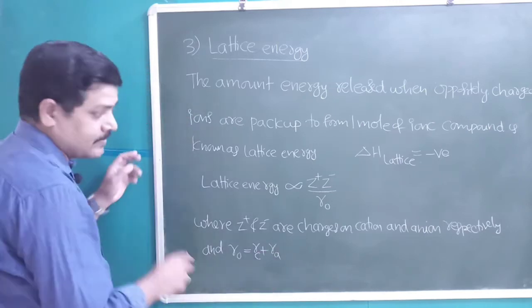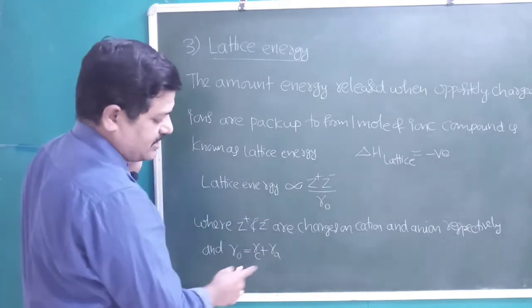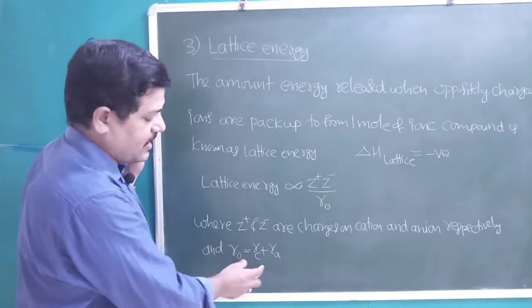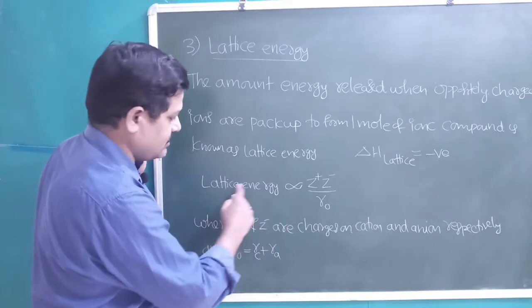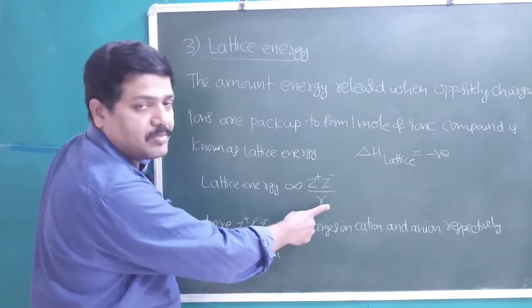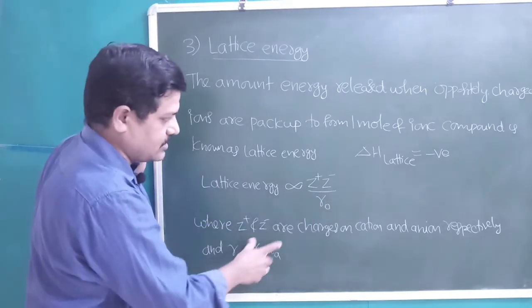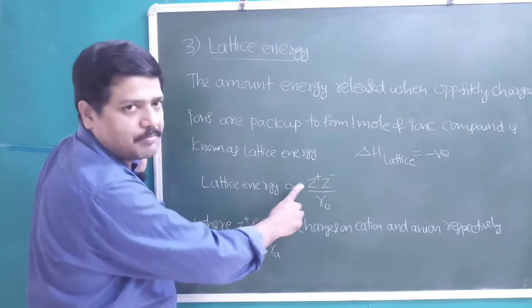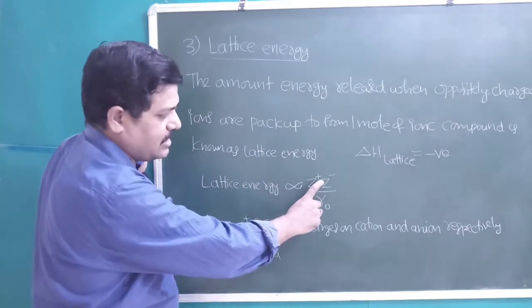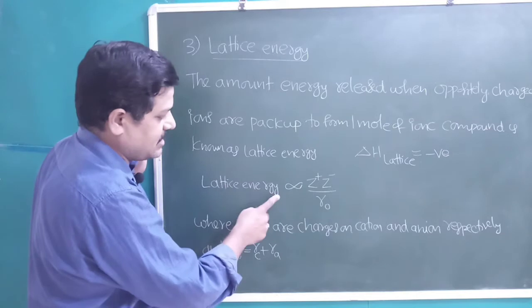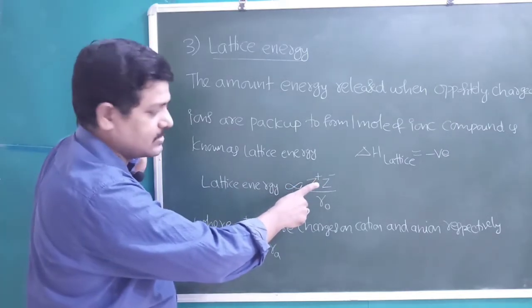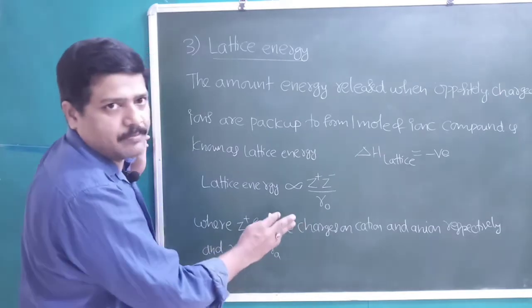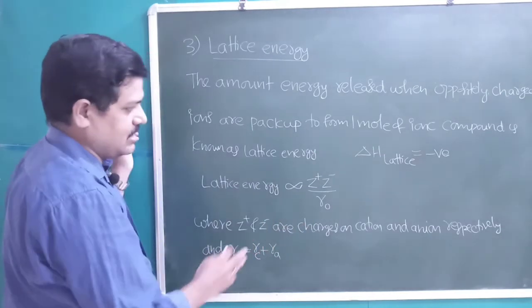So that means as the R naught value decreases, that is, the size of the ions decreases, lattice energy increases. Lattice energy is inversely proportional to the size of ions, and it is directly proportional to the charge on the ions. Let us take some examples for the lattice energy order.